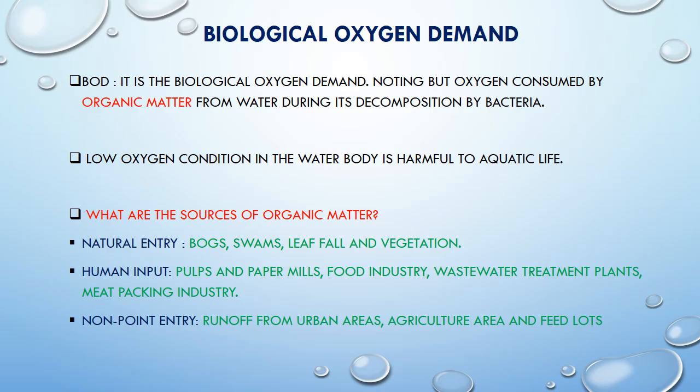Low oxygen conditions are very harmful to aquatic life, and to human life also. So what are the sources of these organic compounds and how do they enter? There are natural ways these organic compounds enter the water body, like leaf fall, vegetation, swamps. These are the natural sources.